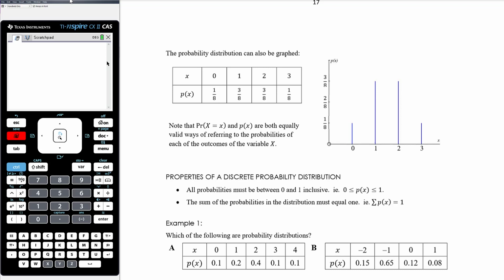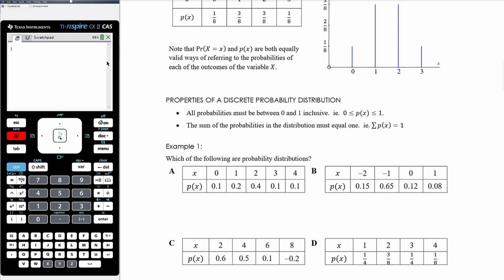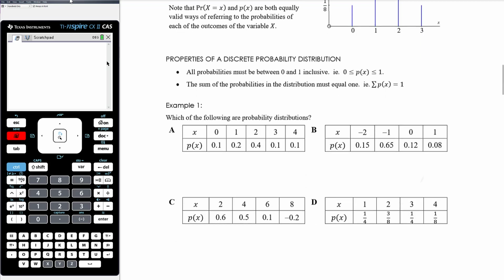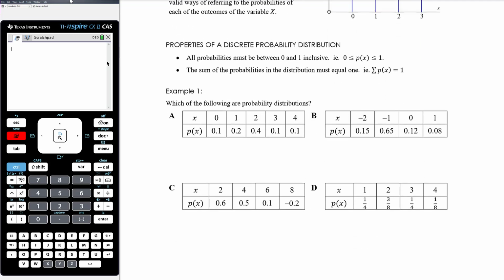Okay, properties of a discrete probability distribution. All the probabilities must be between 0 and 1 inclusive, so that's just a property of probability in general. So each probability has to be somewhere between 0 and 1. Obviously, we can't have a probability of 2.8, we can't have a negative probability, etc. And similarly, the sum of all the probabilities in the distribution must equal 1. And as I said earlier, if they don't equal 1, we've either made a mistake in working out the probabilities or we've left out a possible outcome. Okay, so given that information then, which of the following are probability distributions?